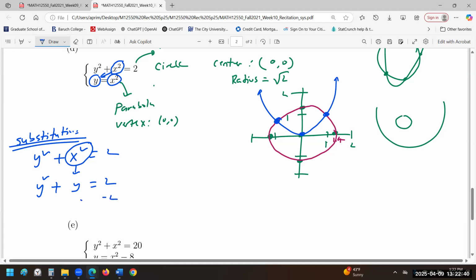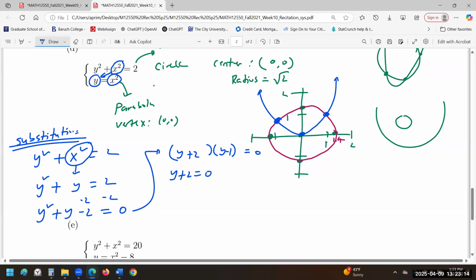We subtract 2 from both sides of the equal sign. Y squared plus y minus 2 equals 0. And now it becomes a quadratic equation. Most likely we can factor. 2 numbers multiplied to negative 2 and combined to 1. Can you factor? Positive 2, negative 1. 2 times 1 is 2, 2 minus 1 is 1. So we get y plus 2 equals 0, which gives us y is negative 2. Y minus 1 is 0, which gives us y is 1.